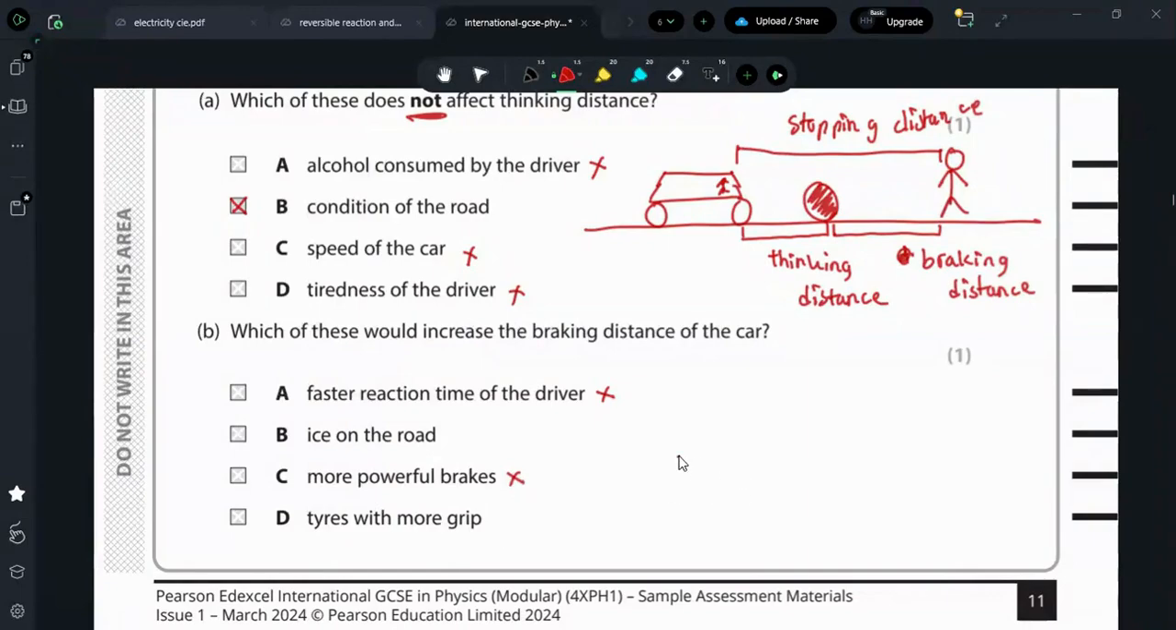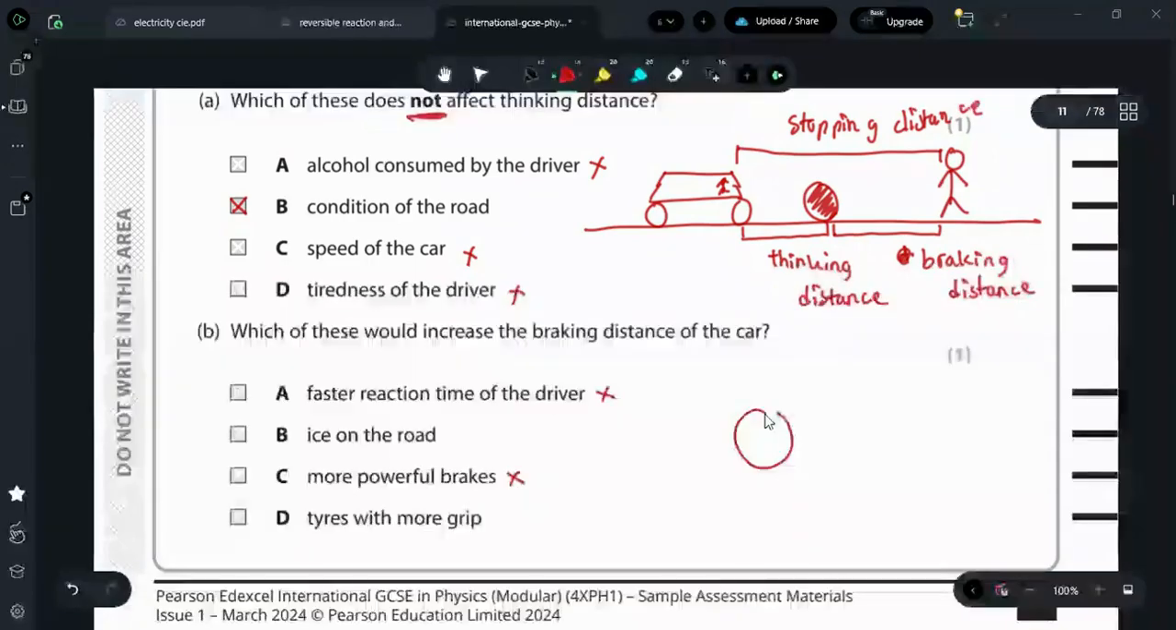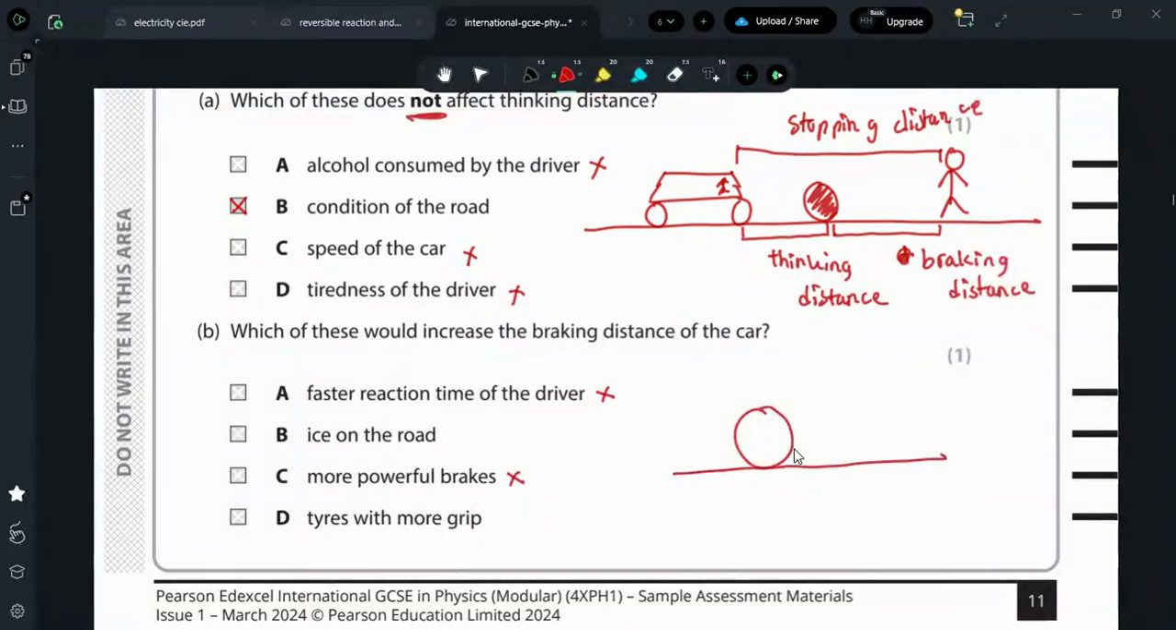Part D, tires with more grip. Similar reason, তোমার টায়ার এর মধ্যে যদি বেশি গ্রিপ থাকে, there will be more friction between the tire and the road. যদি friction বেশি থাকে, friction বেশি থাকা মানে it will resist my motion. If it resists my motion, the car will decelerate faster. As a result, it will have a decrease in the braking distance. So this cannot be my answer as well.